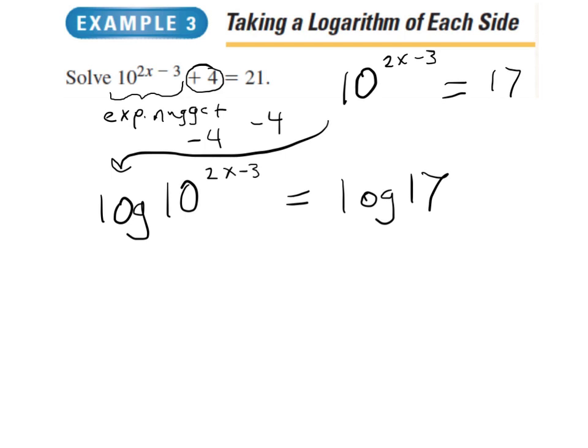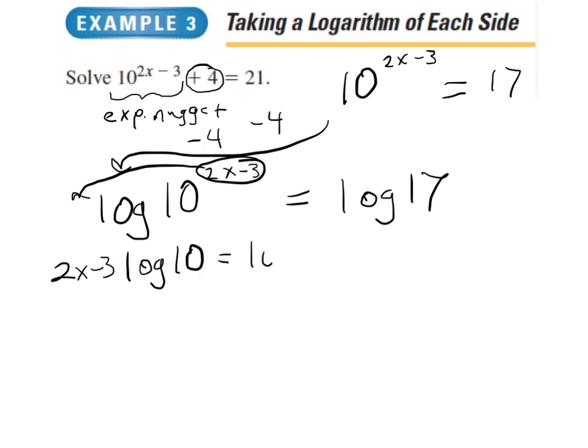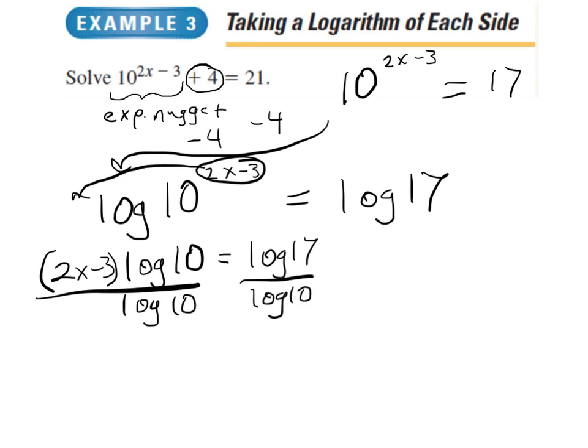The first way is bring your exponent down in front, just the way we did in the last problem. 2x minus 3 log of 10 equals log of 17. So we have this in front, and we can divide away our logarithm. Divide away log 10. And you end up with 2x minus 3 equals 1.23. And I'm being approximate right now, I'm kind of rounding.